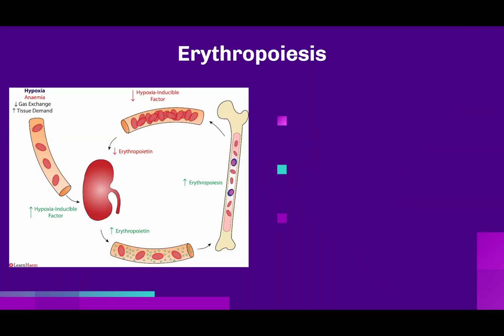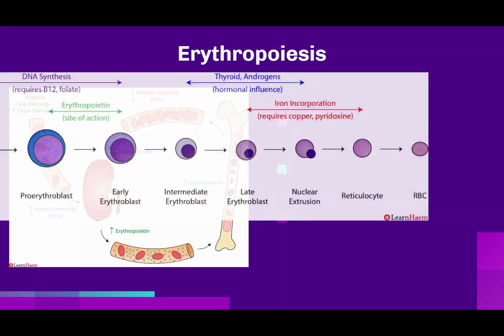So erythropoiesis occurs when there is hypoxia and also anemia, and also when there is reduced gas exchange and increased tissue demand. So this will stimulate the hypoxia inducible factor, which will trigger the kidney to produce an important hormone which is called erythropoietin, and this erythropoietin will stimulate the production of red cells, or what we call erythropoiesis.